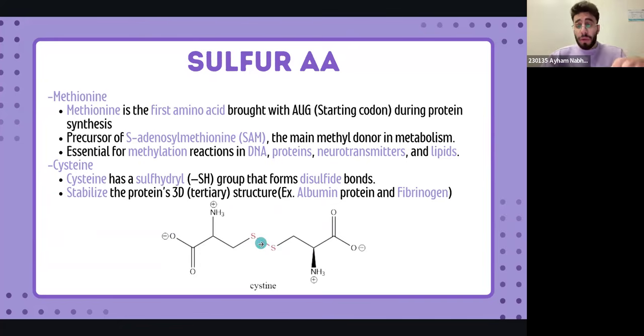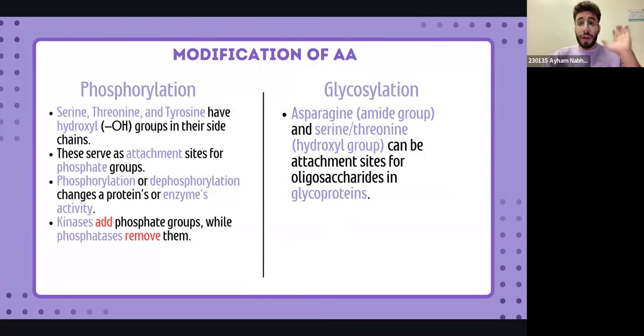So this disulfide bond, from its name, is just for stabilization and strengthening of the structure. So it's basically just to stabilize the protein's tertiary structure, specifically in albumin and fibrinogen, okay? So if a question in the exam comes to you saying, which of the following proteins are stable, containing a high amount of cysteine having a disulfide bond to stabilize its structure? What would you choose? You're going to choose albumin and fibrinogen, or fibrinogen, depending on the question. Okay, so that's the sulfur amino acids.